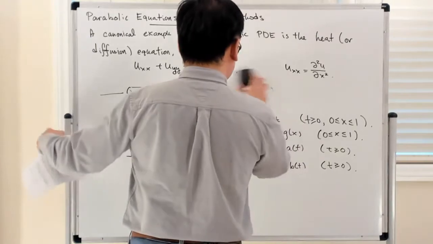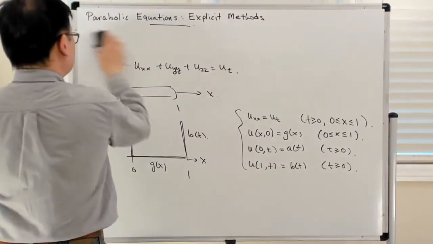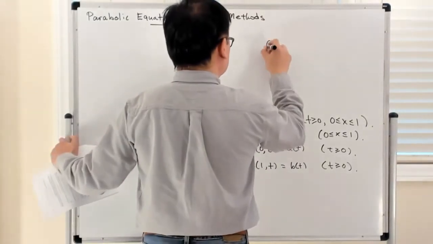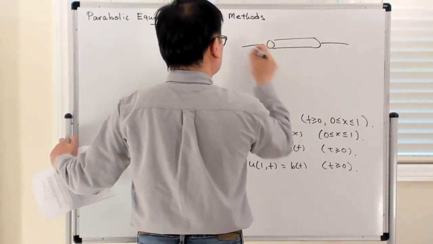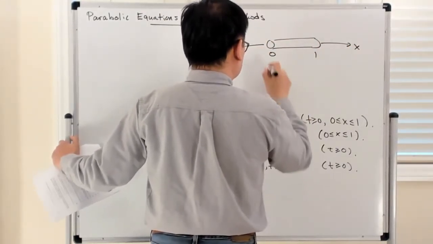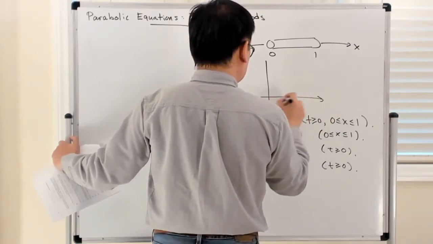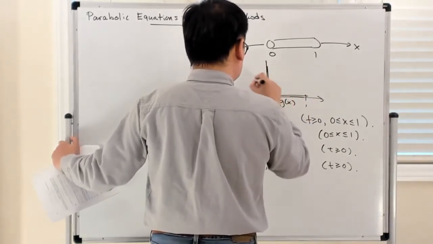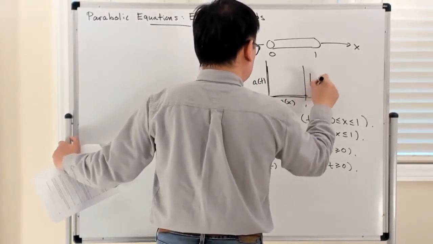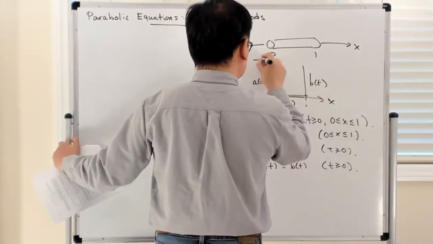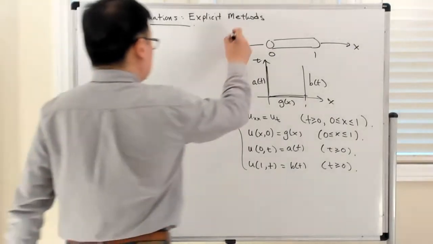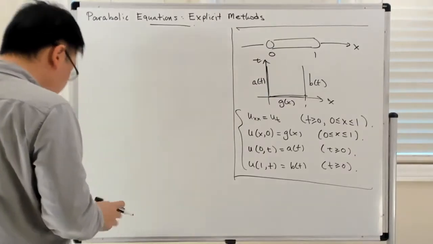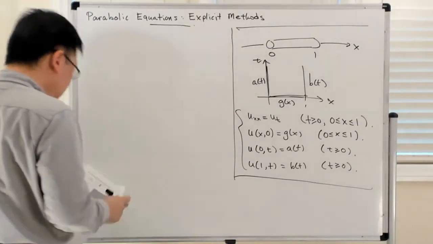Let me just leave the equation, and I will erase the rest of it, and then we'll consider a finite difference discretization. Maybe let's draw this in here. So 0, 1, this is x, and then you have the data, this is g of x, then this is a of t and b of t, x and t. That's the setup. I want to construct a finite difference method for this.